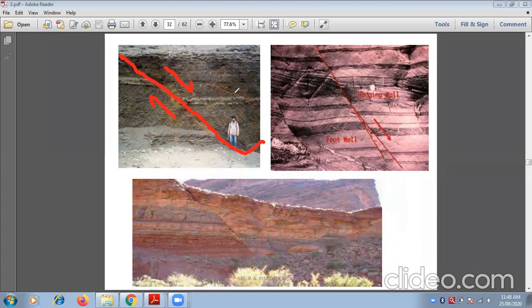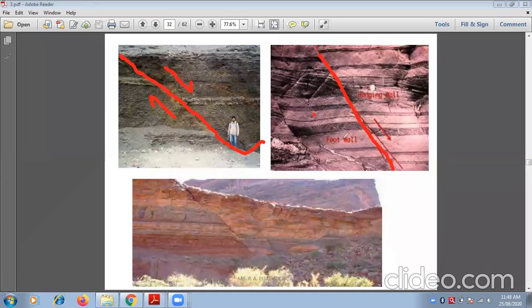These are the field photographs. Now here also in this diagram, you can clearly see the displacement between rock layers. This line indicates the fault plane. The block which is above the fault plane is the hanging wall. Here the hanging wall is written because this block is above the fault plane, and this block is below the fault plane, so it is considered the footwall.